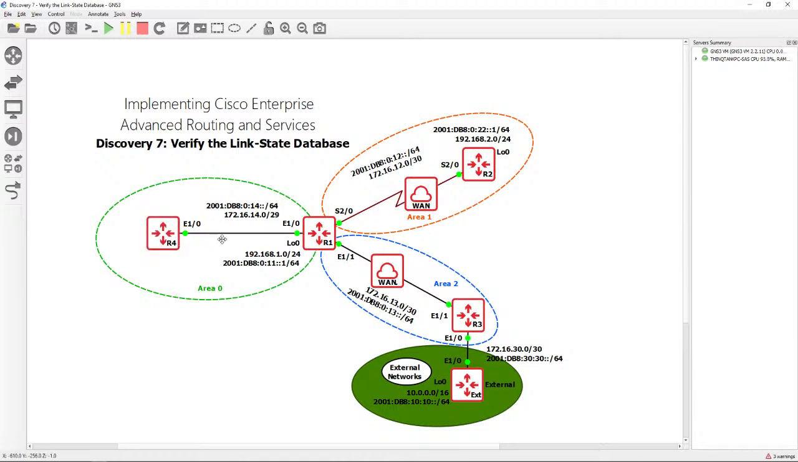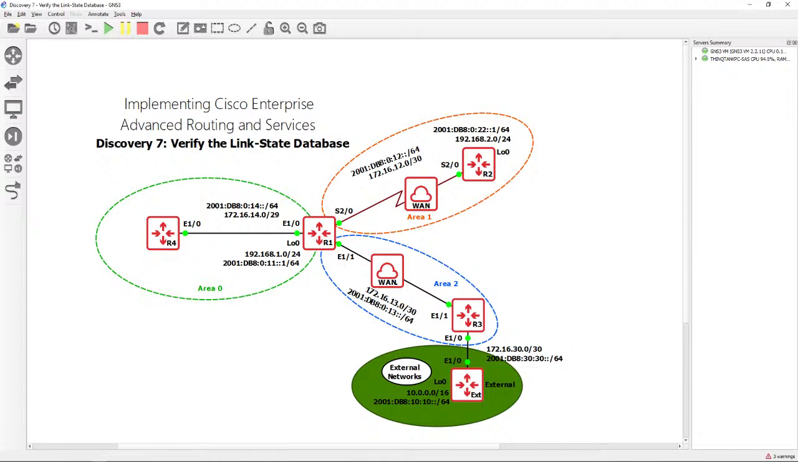This is a multi-access segment, so it is possible that router 4 might generate type 2s if it is a DR, but those type 1s and type 2s stay within area 0. Router 1 generates the type 3s, okay? Router 1 generates the type 3s.